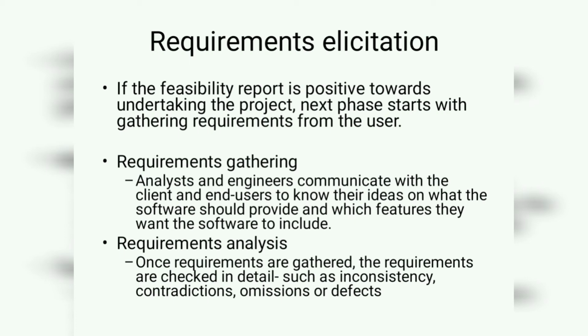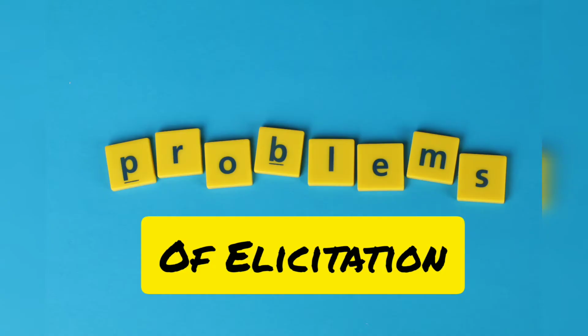Requirements analysis. Once requirements are gathered, the requirements are checked in detail for inconsistency, contradictions, omissions, or defects. Challenges include getting all and only the right people involved. Stakeholders often don't know what they want. Stakeholders express requirements in their own terms. Stakeholders may have conflicting requirements. Requirements change during the analysis process.